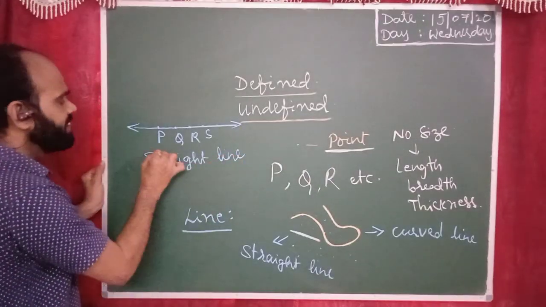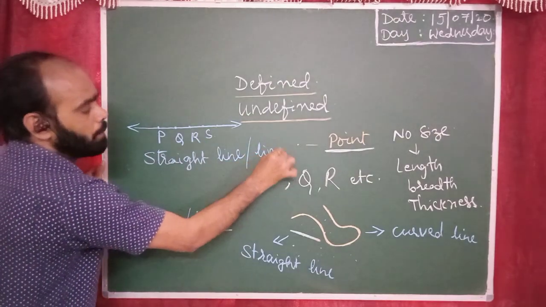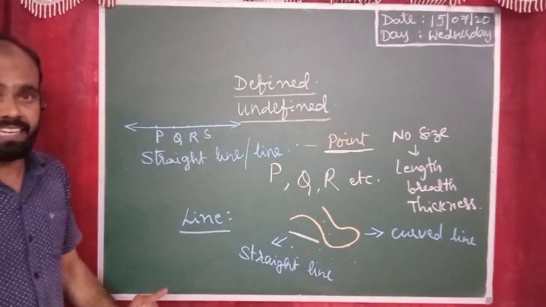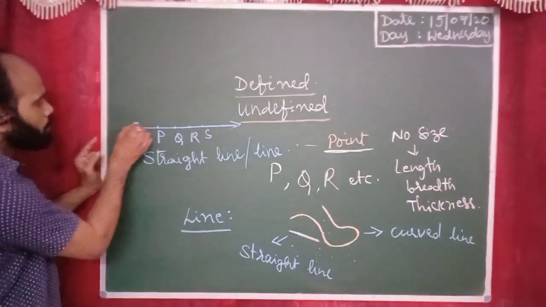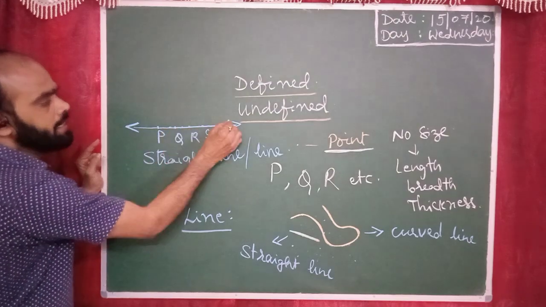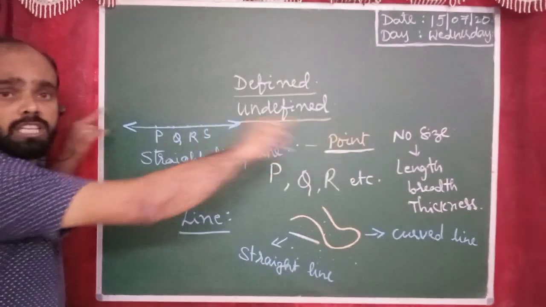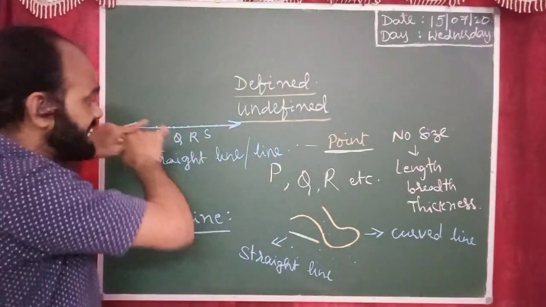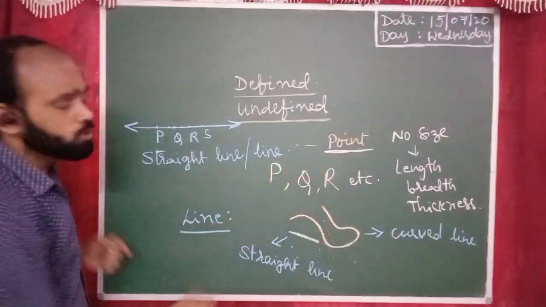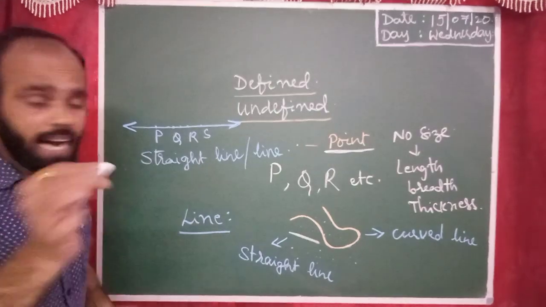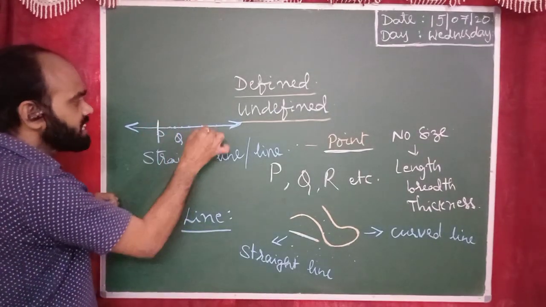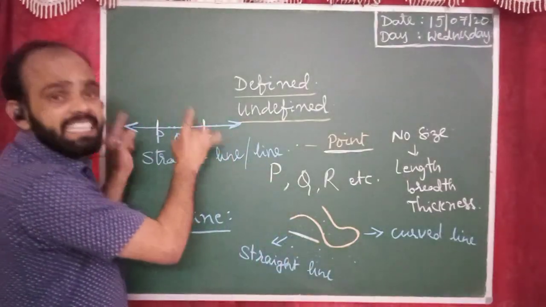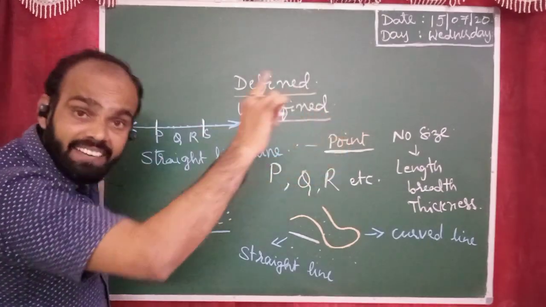In general, we call this one a line. But remember, line means it can be a curved line also. But we are going to deal with only straight lines. And remember, this is a path joining points which extends in both opposite directions infinitely. However, by considering P and S, it has a definite length.